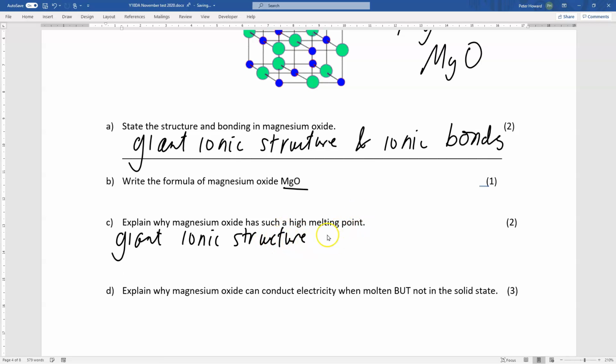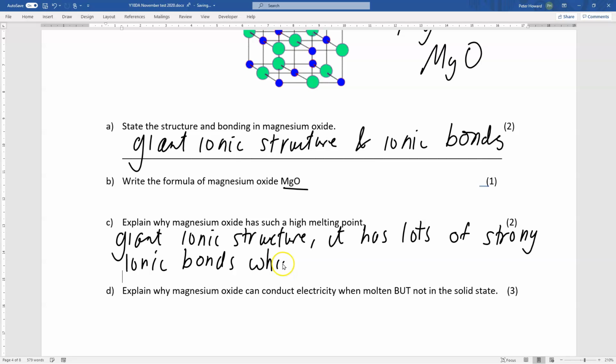And what does this mean? It has lots of strong ionic bonds which require lots of energy, like thermal energy, to break.